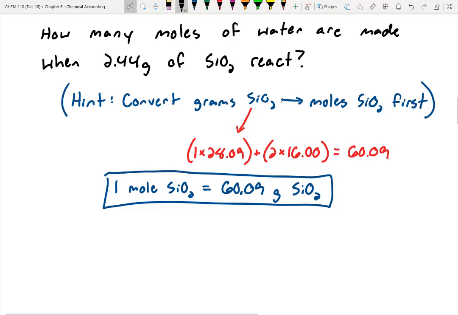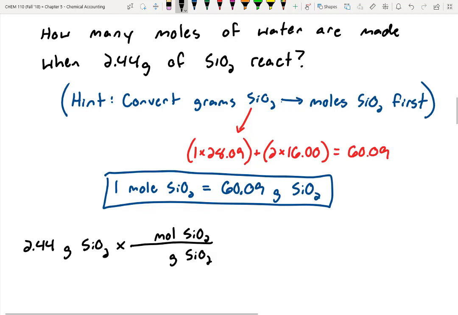And we could say, all right, we know we've got 2.44 grams of silicon dioxide. We don't want our units in grams. However, we can convert from grams to moles, which is what I gave you as that first hint. So let's put grams of silicon dioxide on the bottom and moles of silicon dioxide on top.